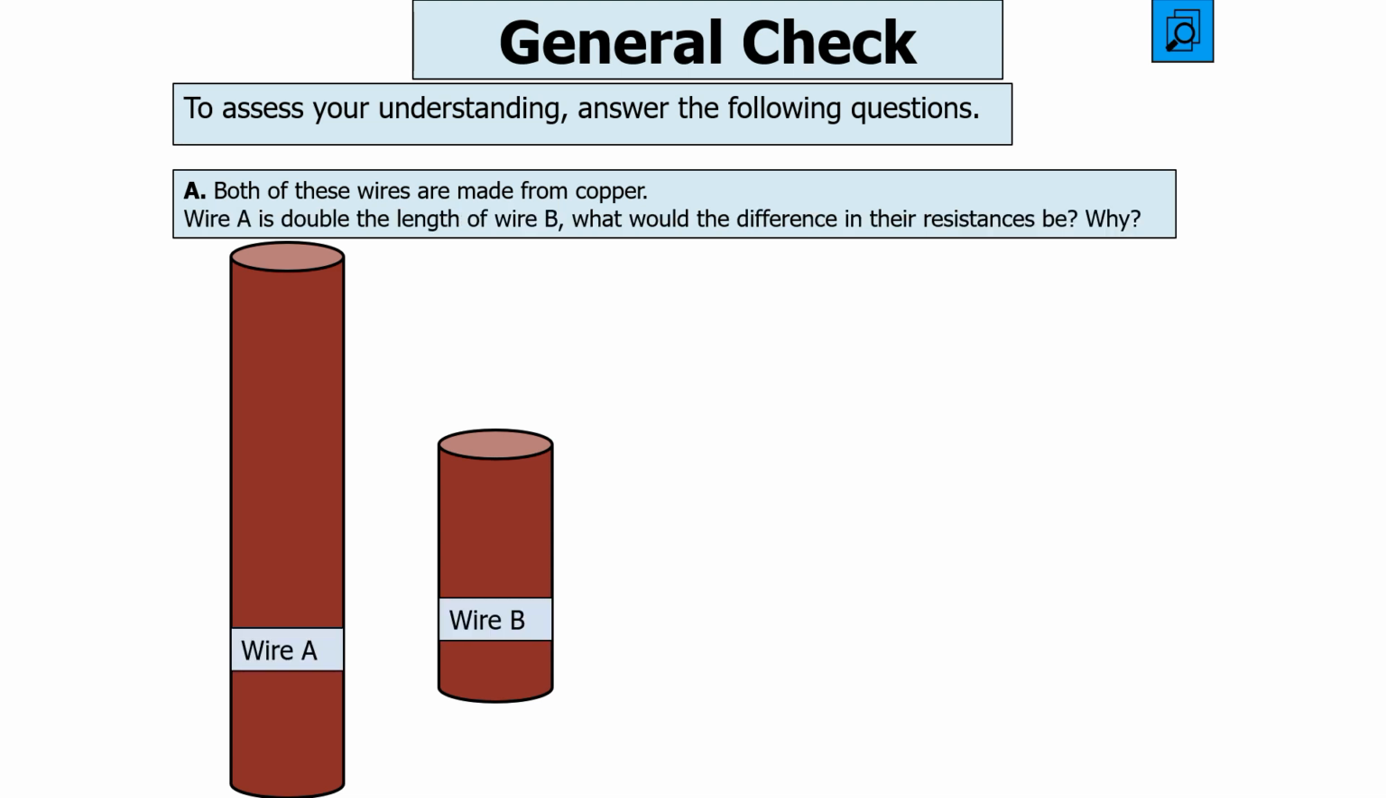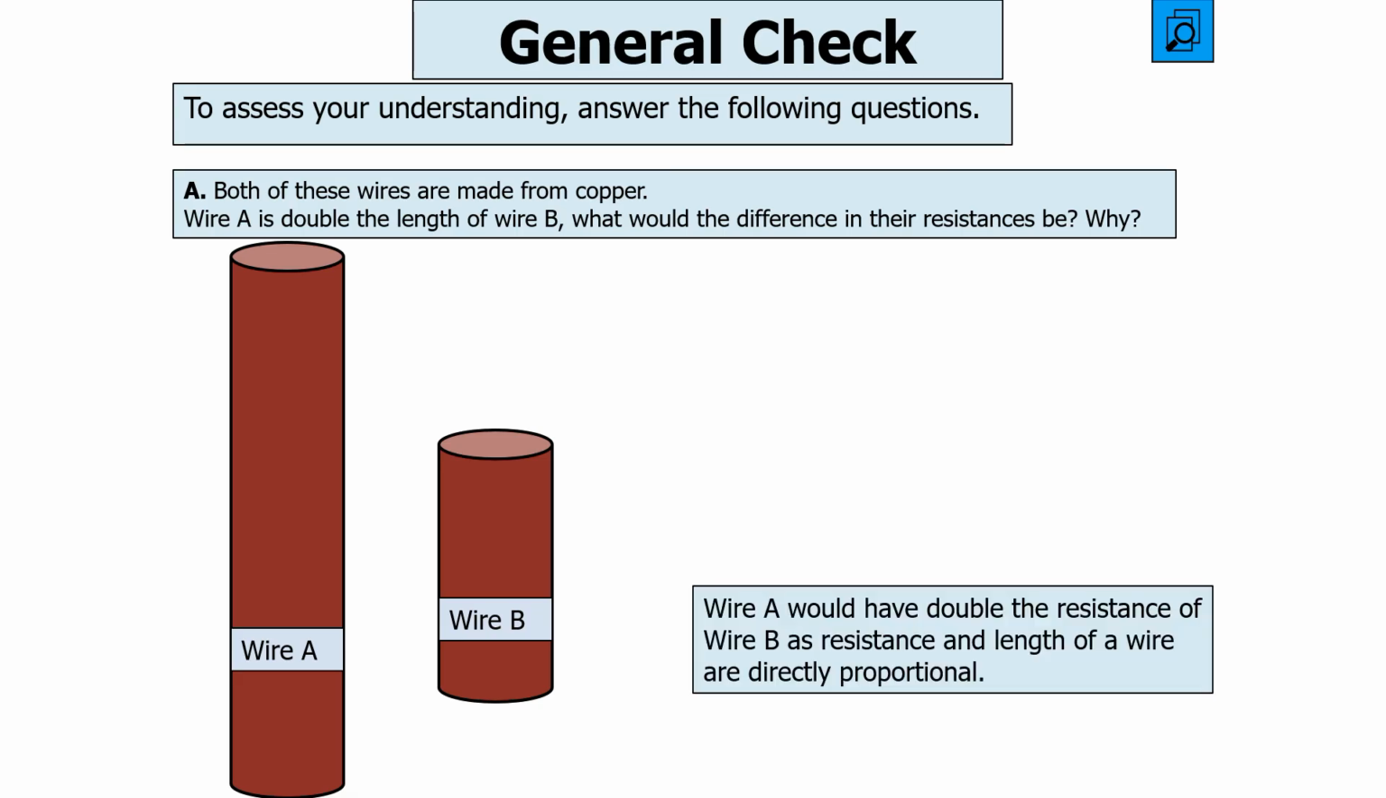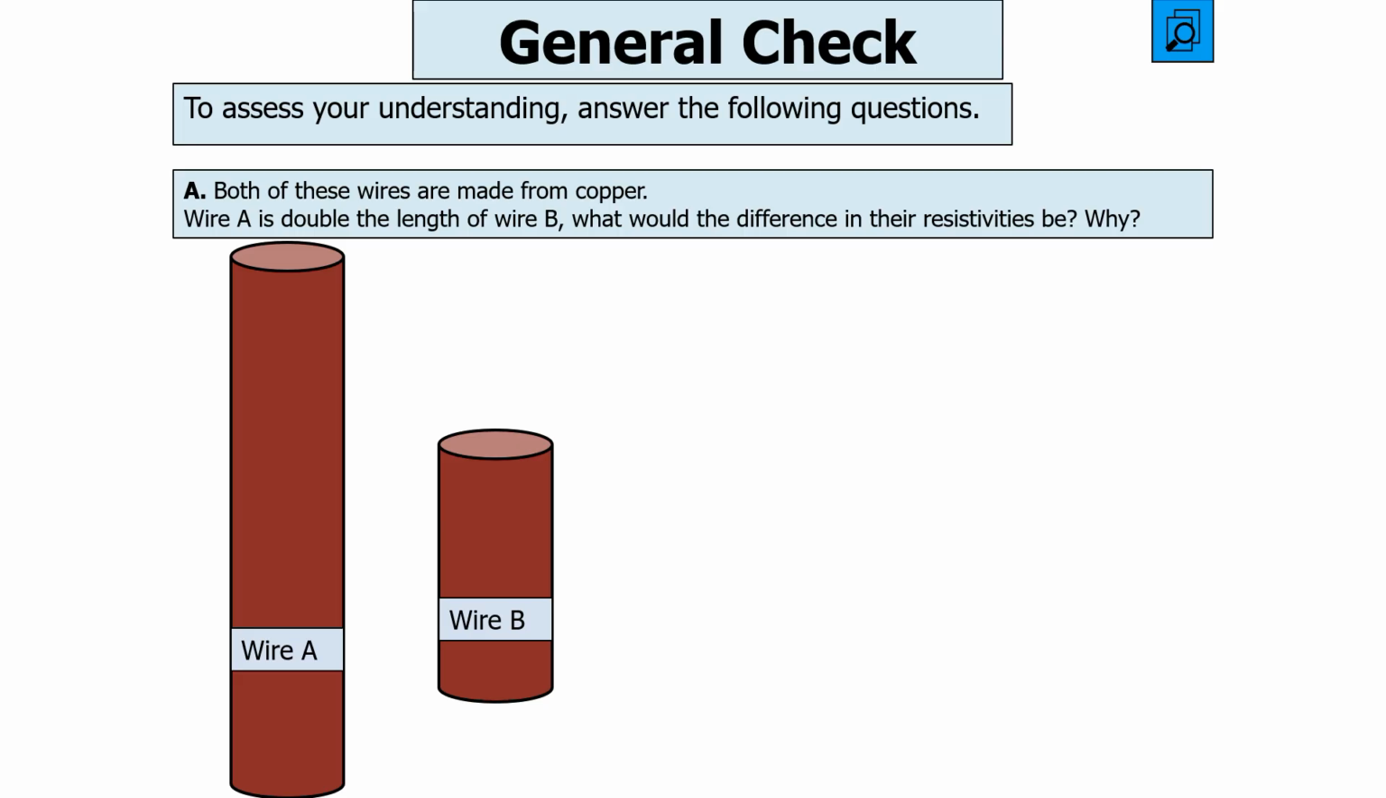Now when A is double the length of B, what would the difference in their resistances be and why? So pause the video now, then unpause the video when you want to go through your answer. Well, wire A would have double the resistance of wire B, as resistance and length of a wire are directly proportional.